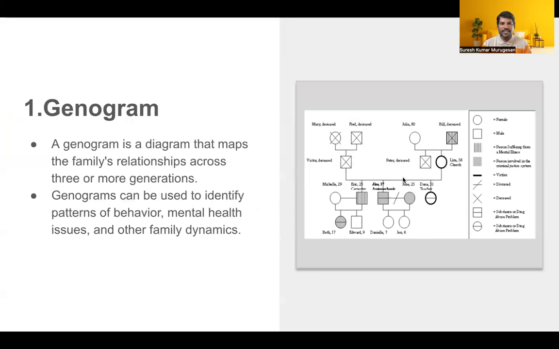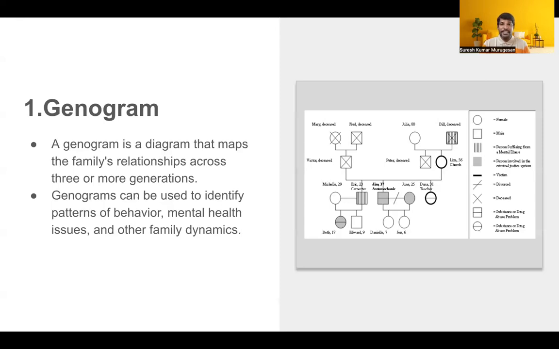What is a genogram? A genogram is a diagram that maps family relationships across three or more generations. When you look at these examples, the circle symbol indicates female and the square symbol indicates male. You can see some of the members are victims. The cross symbol indicates divorce. By using these symbols, we can understand the family structure and the relationships among the family members. It is a very important tool; every counselor working for family welfare must have these genogram templates.